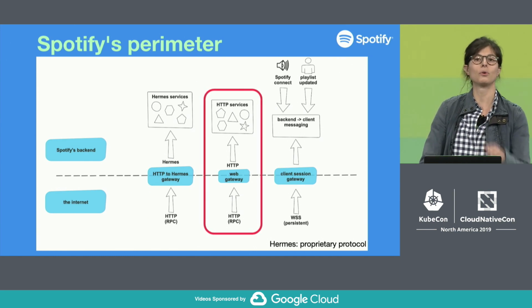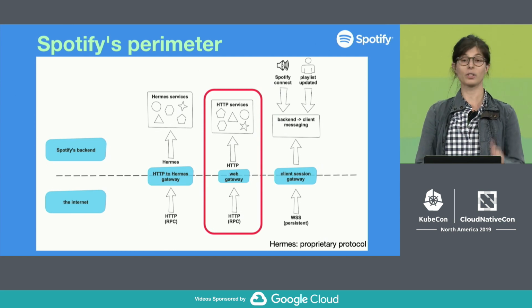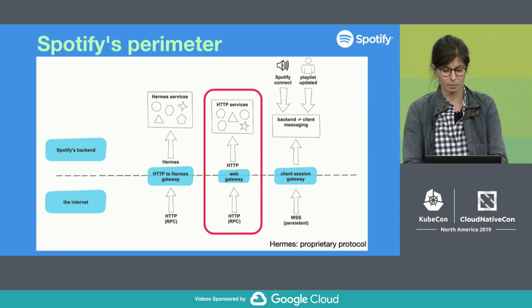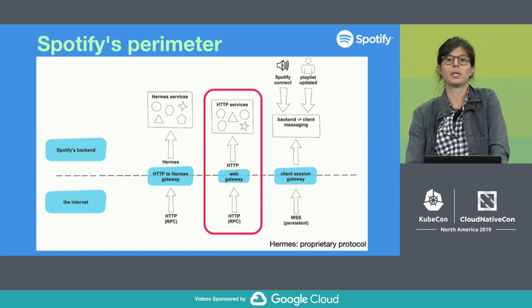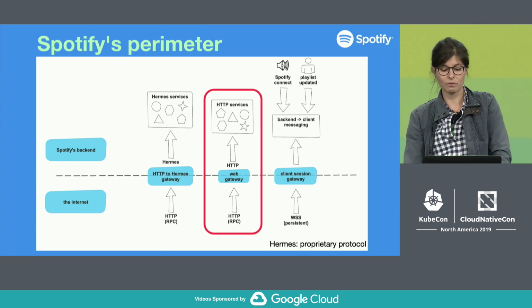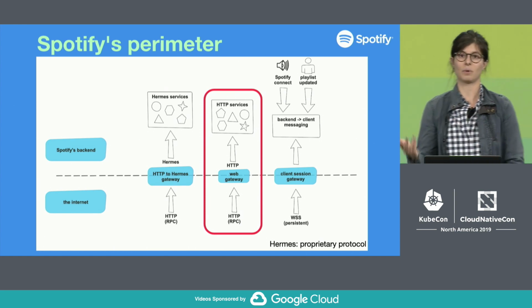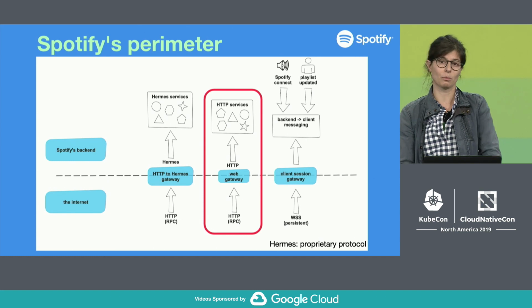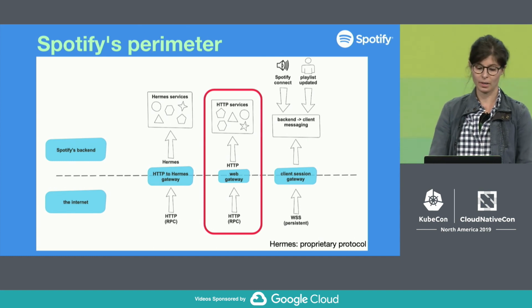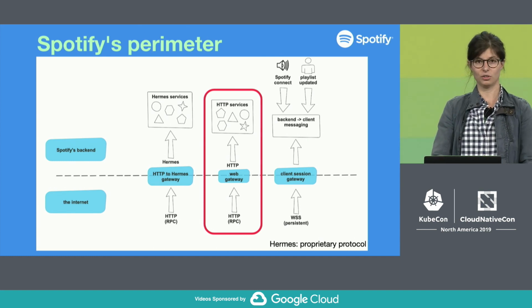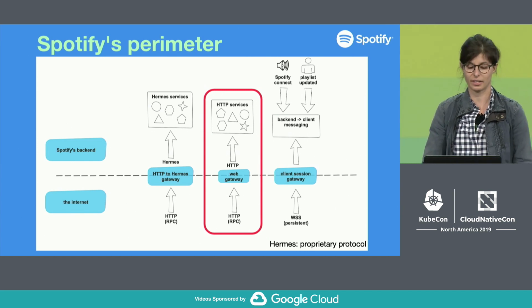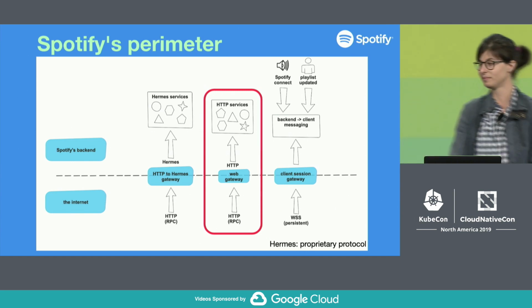This talk is going to focus on the part of the perimeter that is highlighted by the red box, so the HTTP clients to HTTP services use case. And it's going to cover how we removed, or let's say replaced, this part of the perimeter with an Envoy-based solution. Now, Vladimir will zoom in a little bit on this red box and explain what's inside.